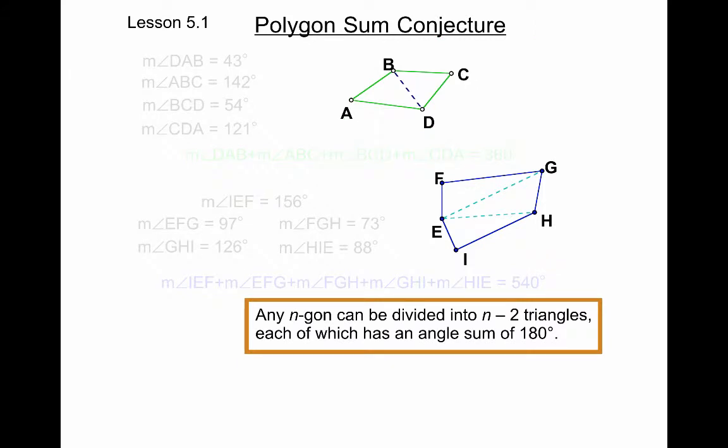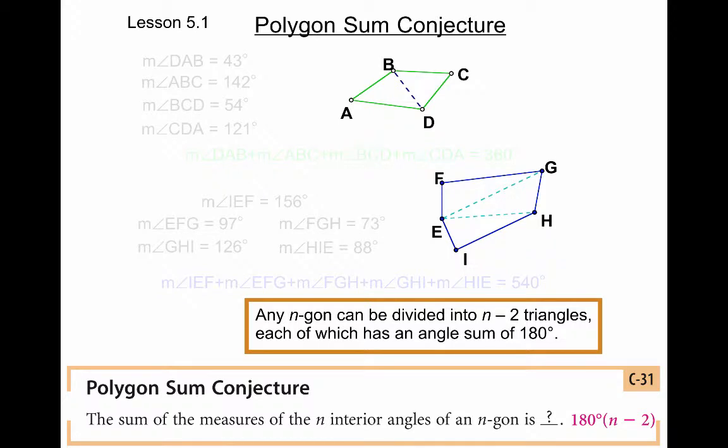So any n-gon can be divided into n minus 2 triangles, and each of those triangles, the angle measurements sum up to 180. So the 3 angle measurements here, the 3 angle measurements here, the 3 angle measurements here, they all add up to 180 each. So in this case, we can just do 180 multiplied by 3. In this case, we could do 180 multiplied by 2. And if it's a polygon with n minus 2 triangles, we can just multiply 180 times n minus 2. So that's our new formula that gives us the same result.